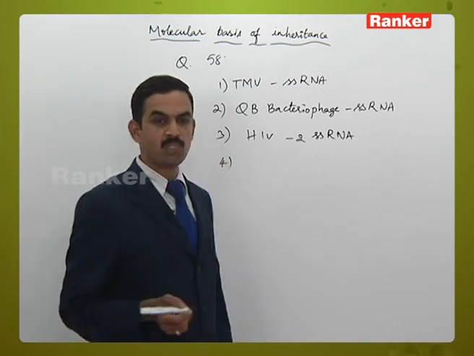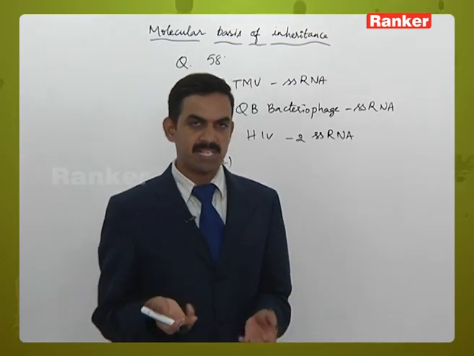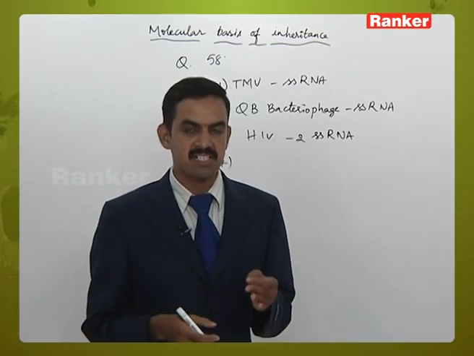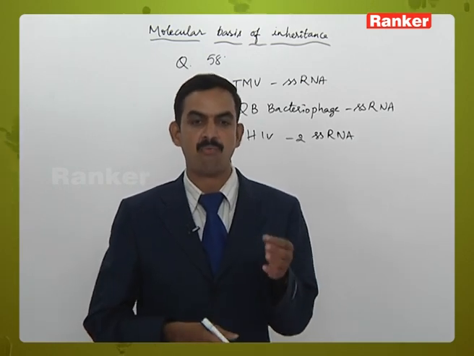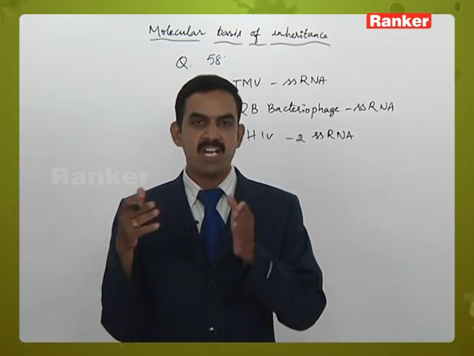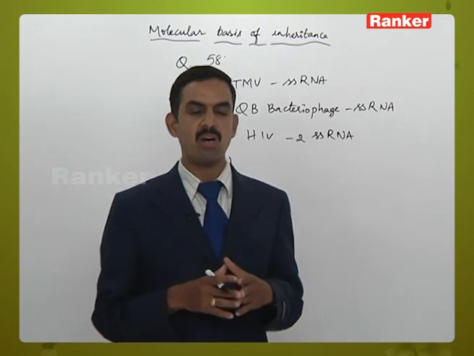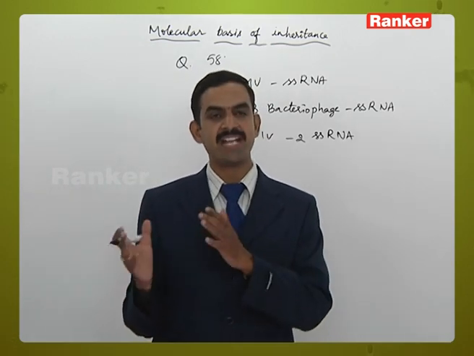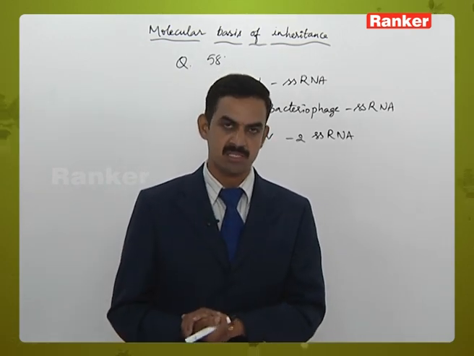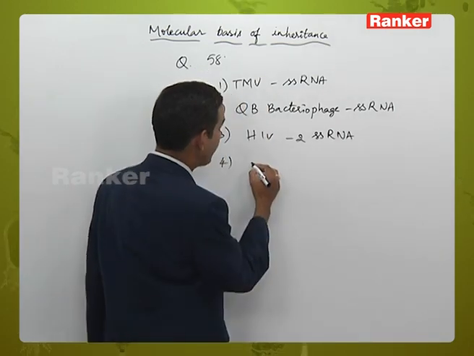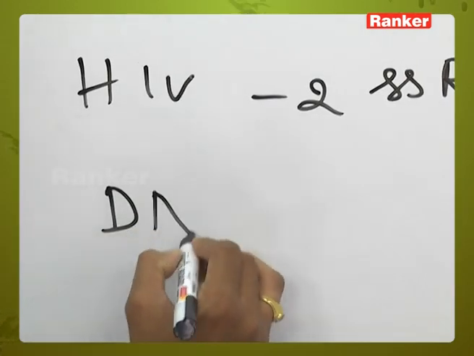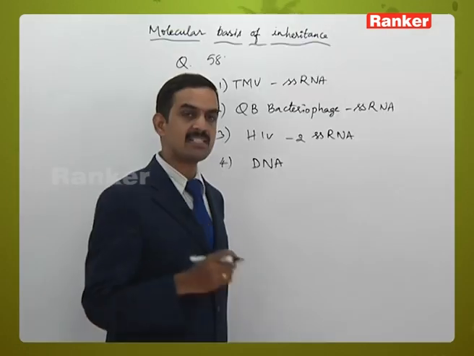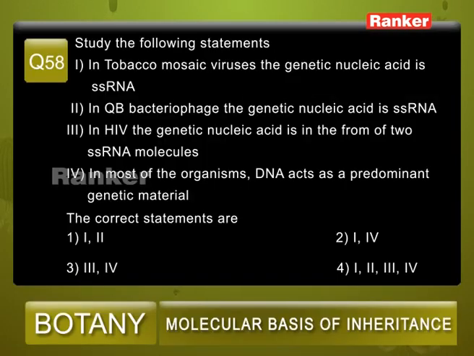And the fourth one, in most of the organisms, as we know, the genetic material is in the form of DNA, and in very few cases the genetic material is in the form of RNA, which we can see in some of the plant viruses. So the predominant genetic material is DNA. That is also correct. So question number 58, the answer is 4.